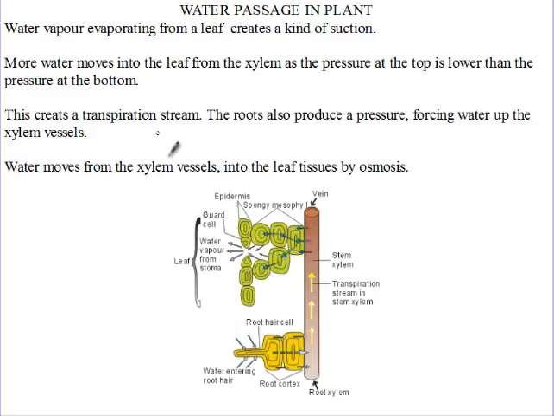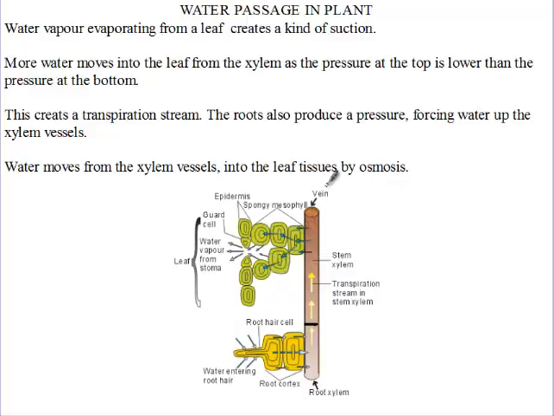Okay. Now the roots also produce a pressure. Now the pressure of the roots is only going to end at a point. So root pressure cannot force water up very high trees, but it is this sucking force that forces water up the high trees. So water moves from the xylem vessels into the leaf tissues by osmosis.